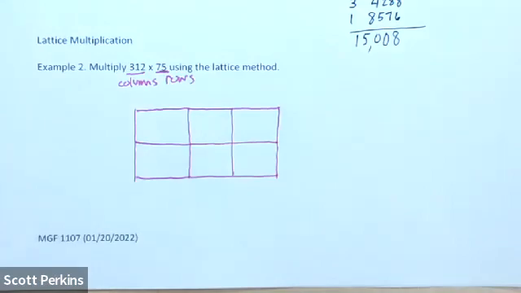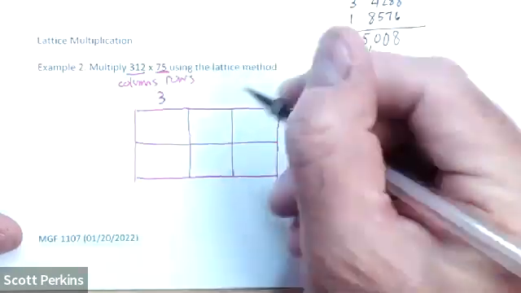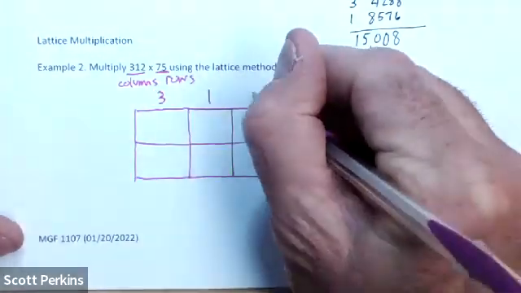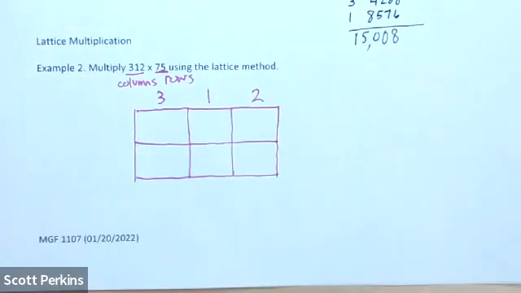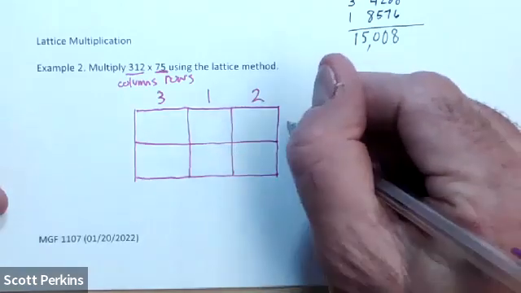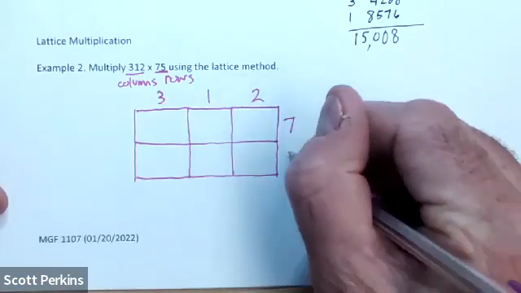And what I'm going to do with the 3 columns is label each with the digits from the first number. So I'm going to put a 3 over this column, a 1 over this column, and a 2 over this column for my 312. And then for my 2 rows, I'm going to label the rows with the digits from the second number. So I'm going to call this one 7 and this one 5.